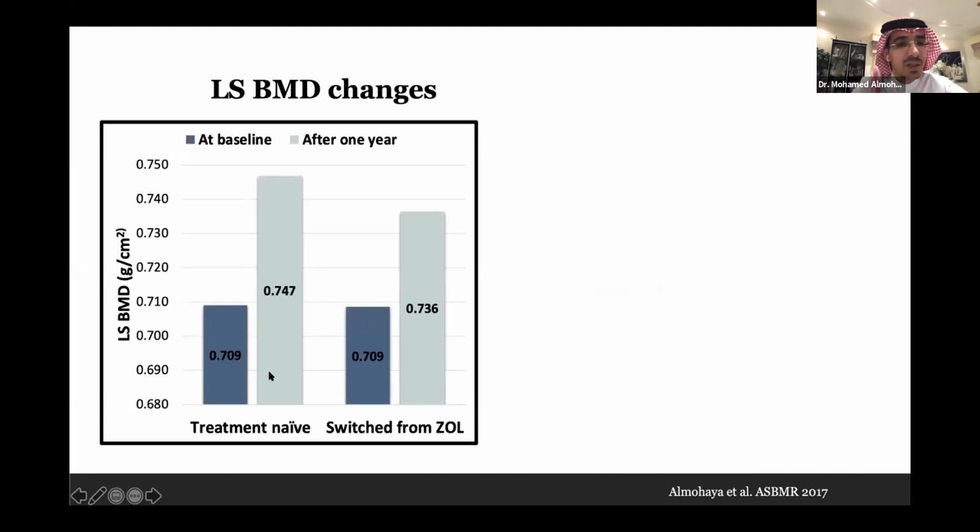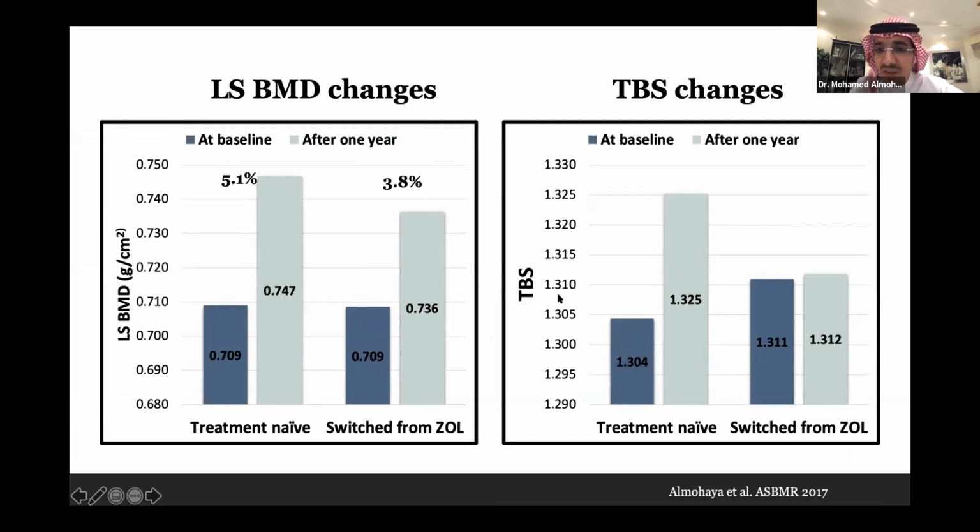So the BMD with the treatment naive, as expected, nice improvement, around 4 to 6%. It's like the clinical trials or the FREEDOM study that we've seen. So here around 5%. Those who switched from zoledronic acid might have a blunting effect, and 3.8% change in regard of BMD. The TBS value was not that significant, actually, around 1.6 in the treatment naive, and almost similar in those who switched from zoledronic acid. So perhaps no big changes in regard of anti-resorptive therapy with the TBS values.